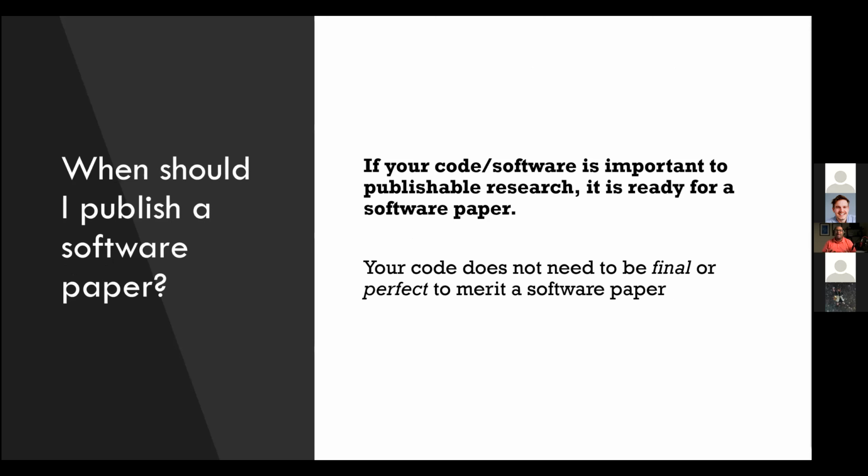So when should I publish a software paper? That's a natural, obvious second question there. The thing I would say is that if your code or software is important to publishable research at the moment, it doesn't have to be published research, just publishable, it's ready for a software paper. And that highlights the key point that your code does not need to be final or perfect to merit a software paper. If it's being used out there for research, it's ready for a software paper. You can put that paper out for it.